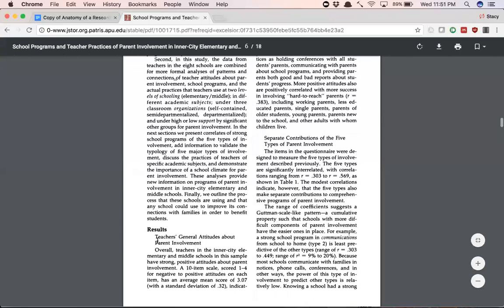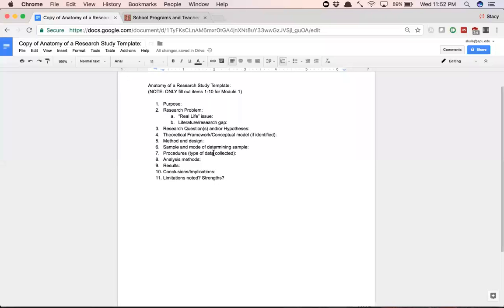So once you get to results, you need to stop. It basically says there were correlations of the 5 types of involvement to validate the typology and demonstrate the importance of school climate for parental involvement. I'll tell you what the analysis method is. It's called a Pearson's R, but you're not going to know that. So for the analysis method, you could just put statistical analysis. Something as simple as that would do just fine for this section.